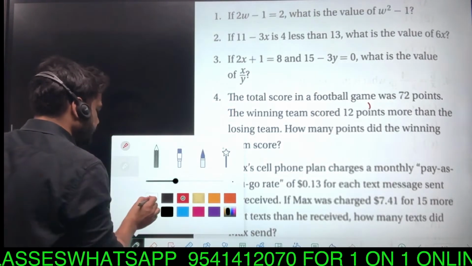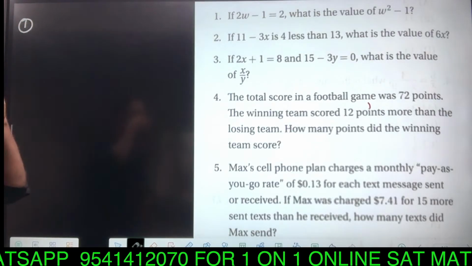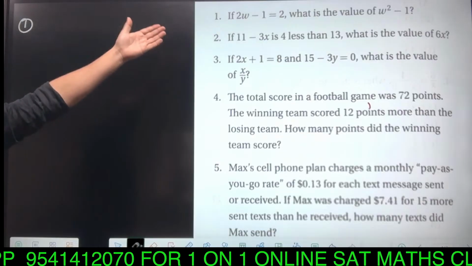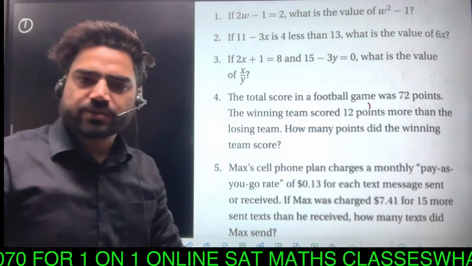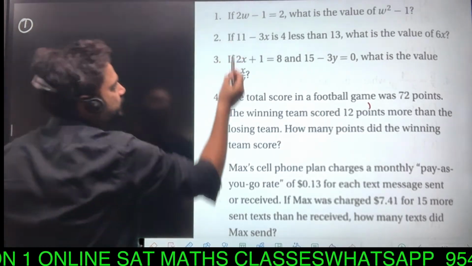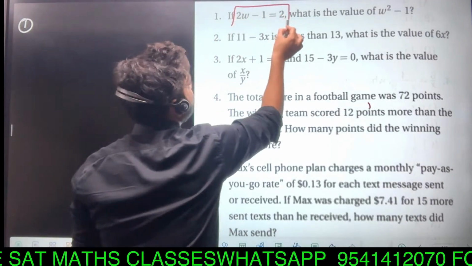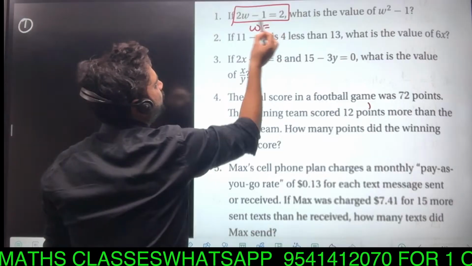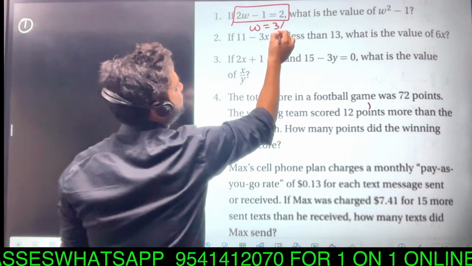Okay, first question on your screen. I think it looks super easy. First question they are saying that if 2w minus 1 is equal to 2, then what is the value of w square minus 1? Again, I think very easy question. In this question I think we can solve it here only. If 2w minus 1 is equal to 2, then what is w? This minus will go there, it will be 3, so w will be 3 by 2.